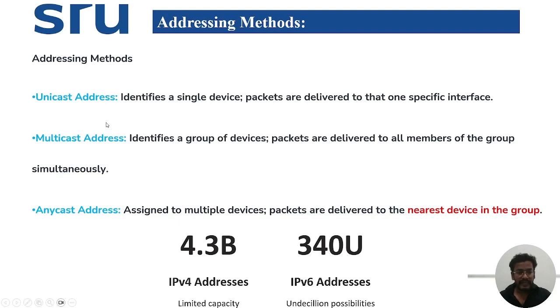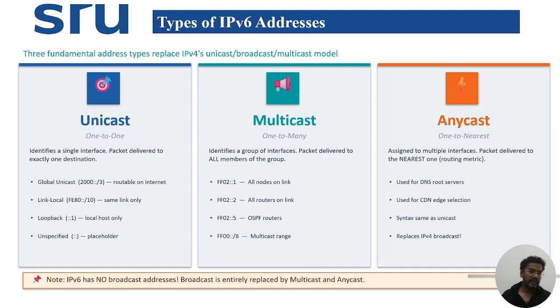So in the IP version 4 model, there is a limited capacity of only 4.3 billion IP addresses that can be used, whereas with IP version 6, 340 undecillion possibilities can be achieved. So in those methods, unicast, multicast and anycast, there are three fundamental address types that replaced those from IP version 4. As we said, like unicast, broadcast, or multicast models.